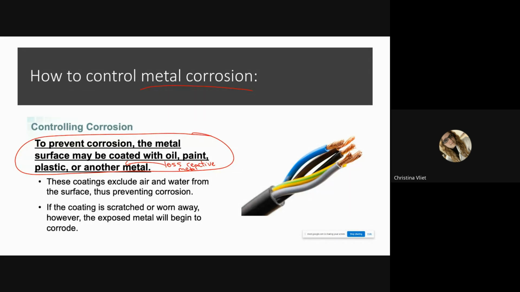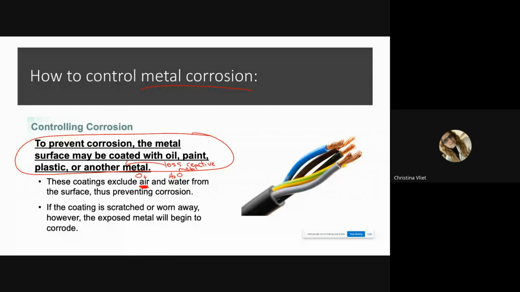You'll notice that it says these coatings exclude air and water from the surface of the reactive metal. We learned that in the air, what often reacts is oxygen, and that will oxidize substances when we add oxygen. And then water can be reactive with certain metals. We also did learn that earlier in this unit.